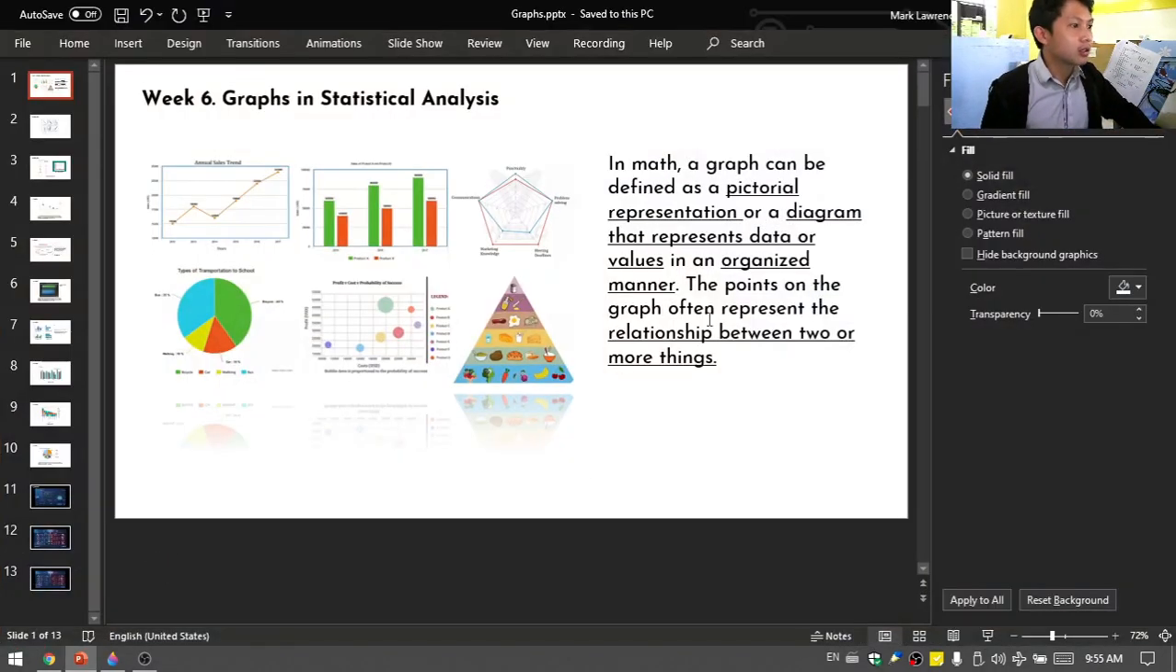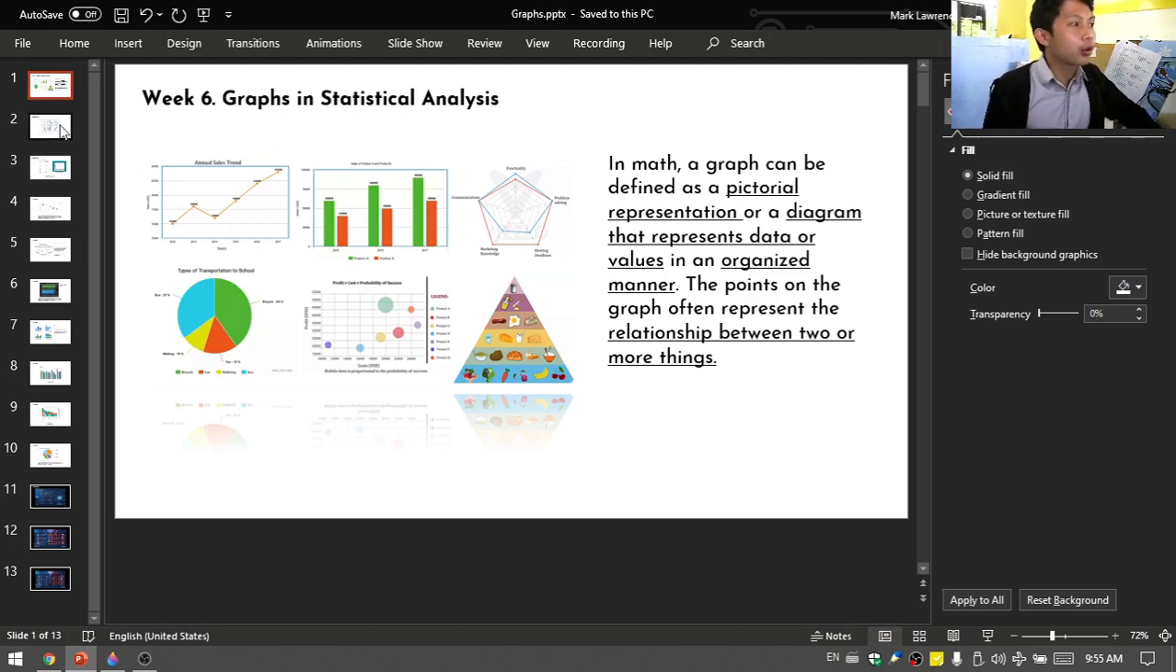So graphs are defined as a pictorial representation or diagram that represents data or values in an organized way. Right? It's like we're giving an image, or giving a body, to a particular random number. So that's how we do it. The points on the graph often represent the relationship between two or more things. So when you see examples of graphs that we usually see, especially in news, magazines, and other stuff showing representation of data.